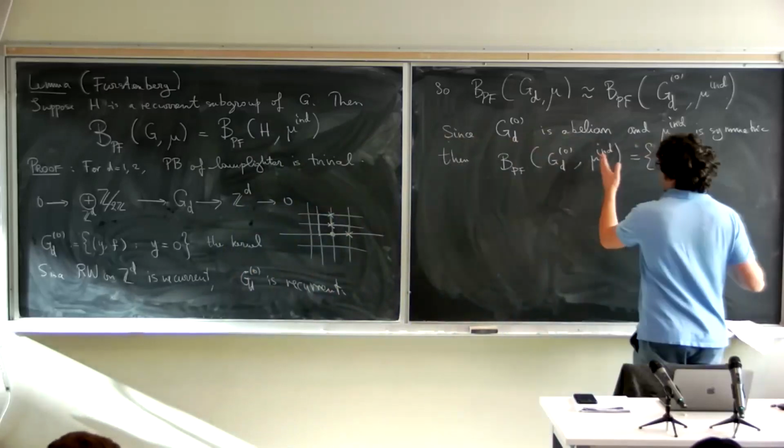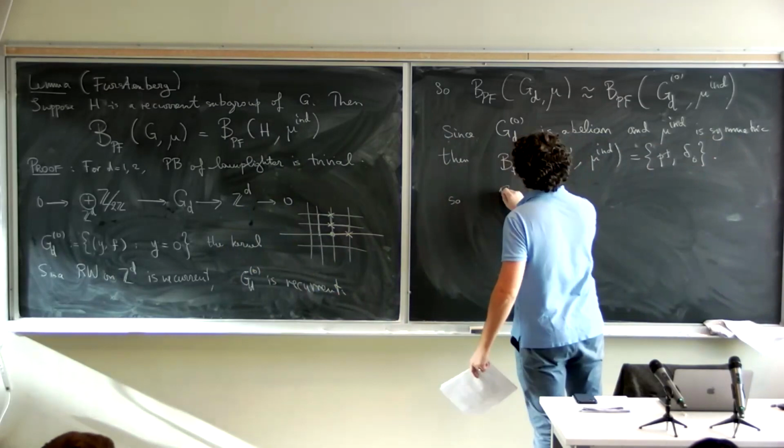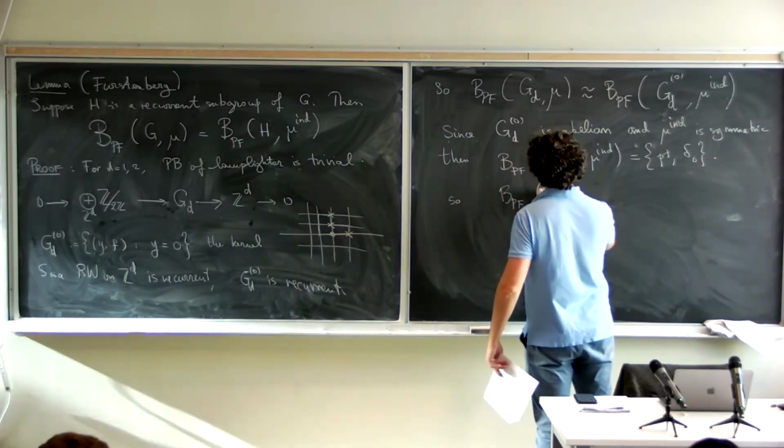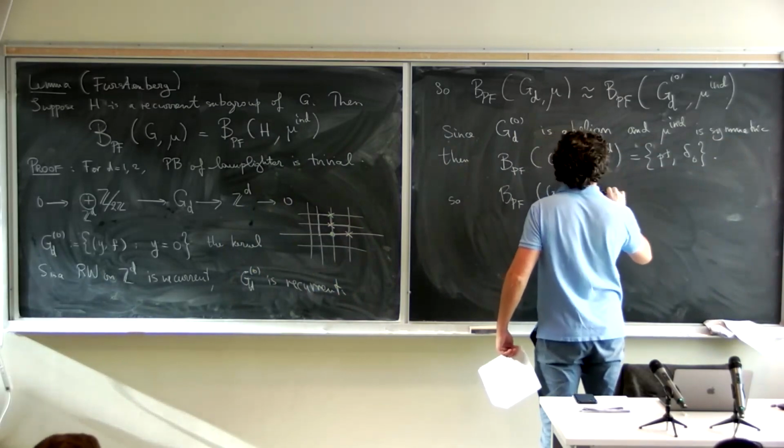Then clearly this one is trivial, and so the Poisson-Furstenberg boundary of the whole group is also trivial.